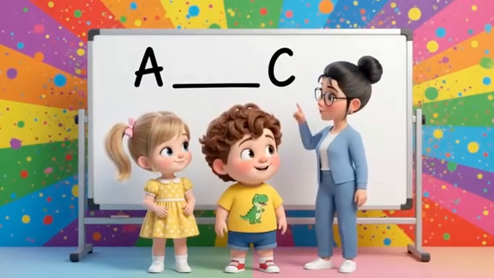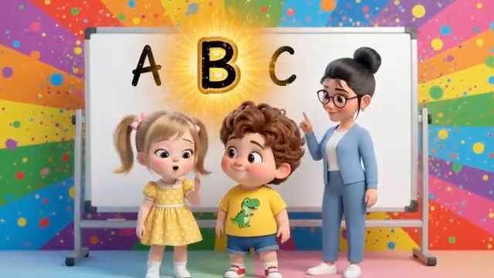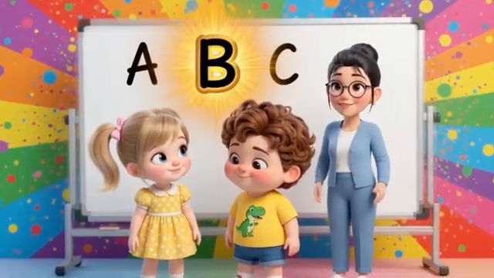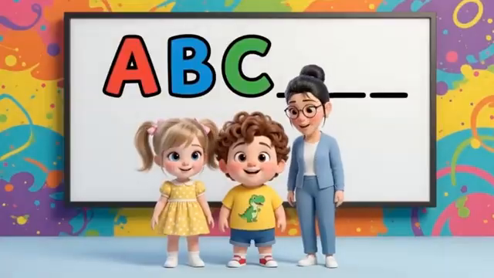Lily, look here. One alphabet is missing. A, C. I know, it's letter B. Letter B comes after A and before C. That's right, Lily. Very good. Yay! Ethan, now it's your turn.